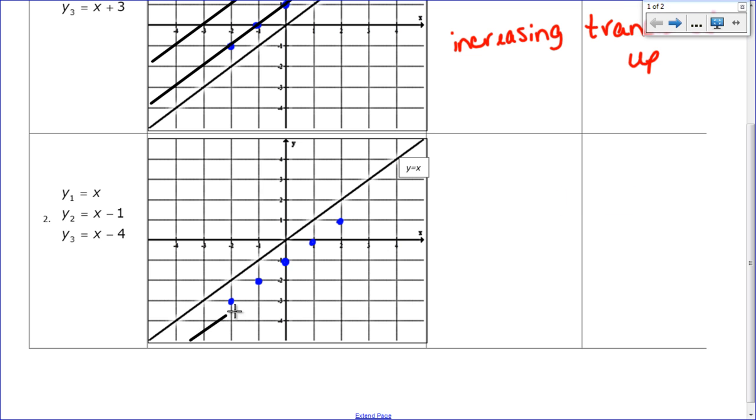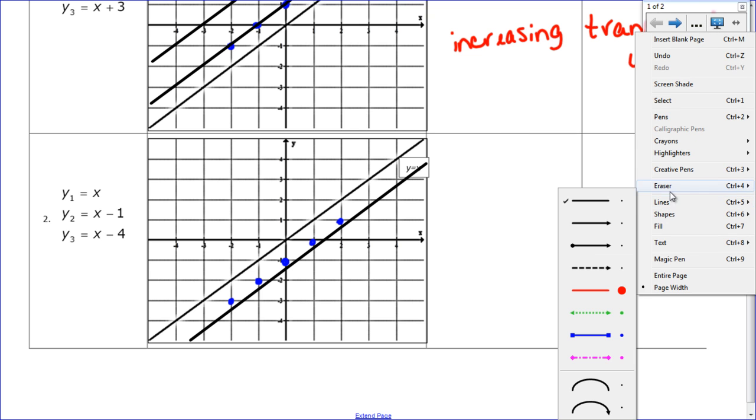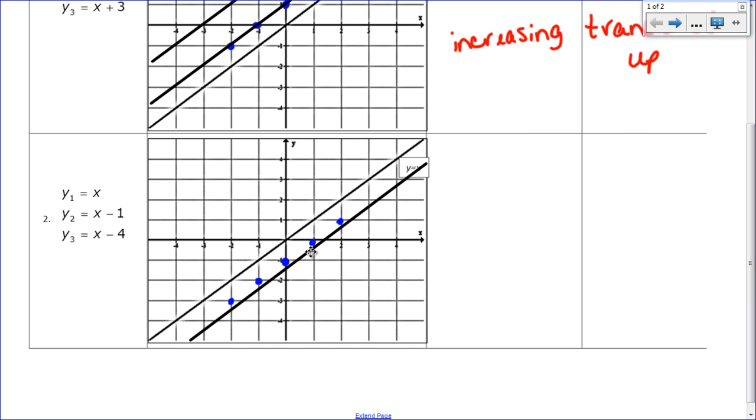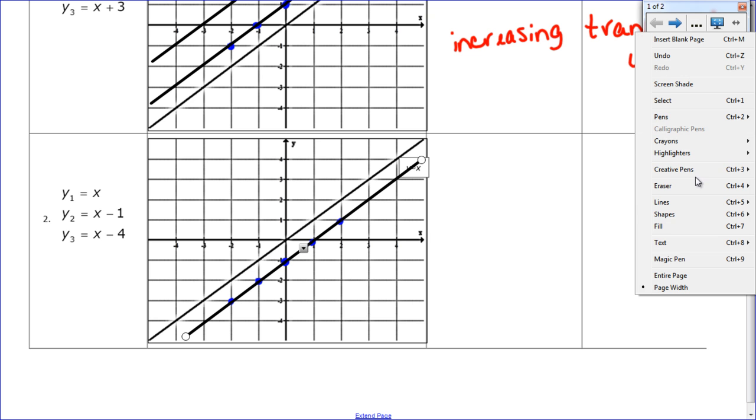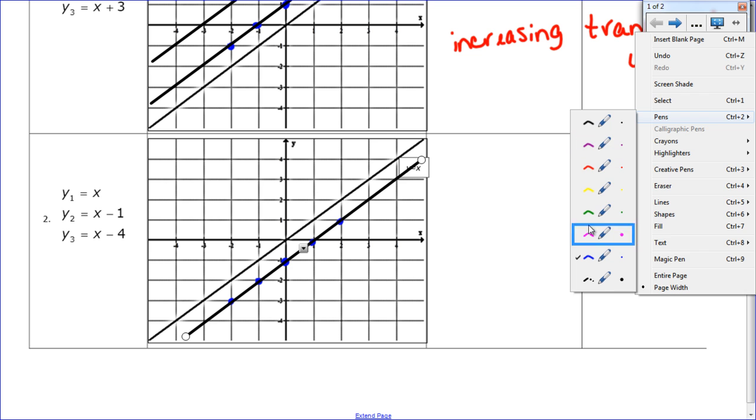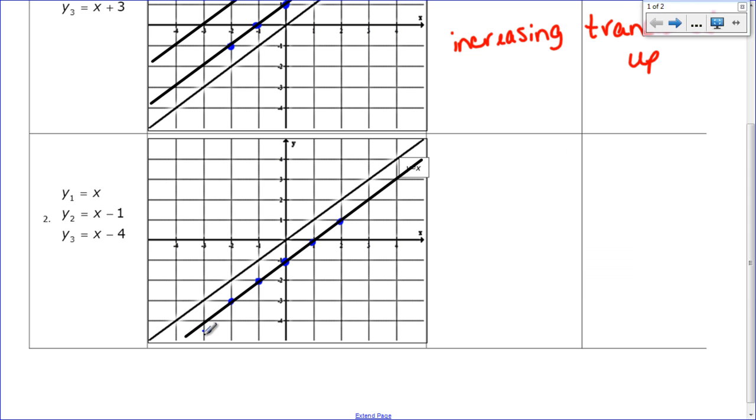And again, you should see that these two lines are parallel because they have the same slope. All I changed was the y-intercept. The slope didn't change, so my two lines are parallel to each other. And so we'll label that one. This is our x minus 1. And then we'll have to do one more.